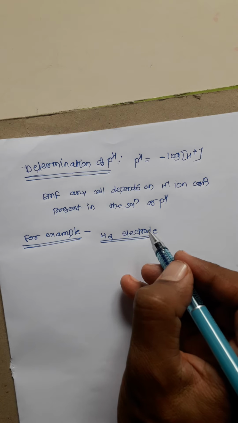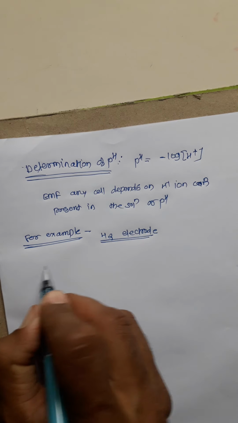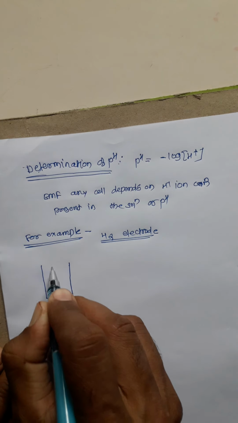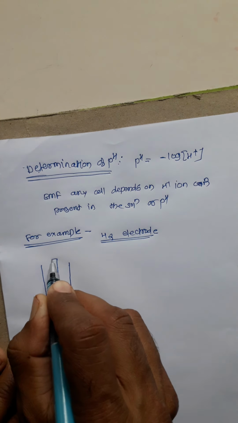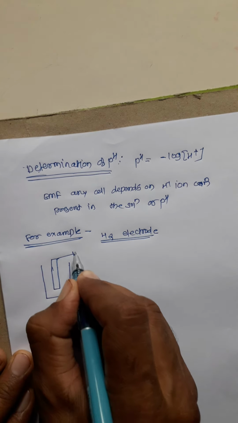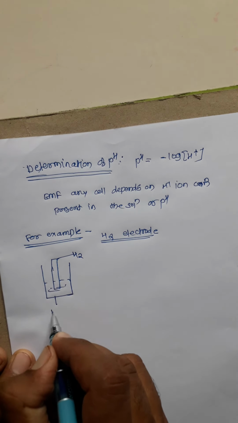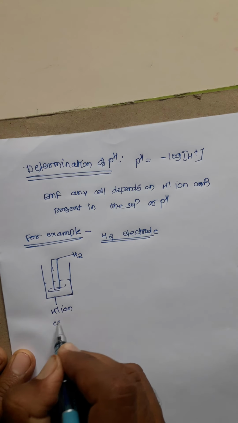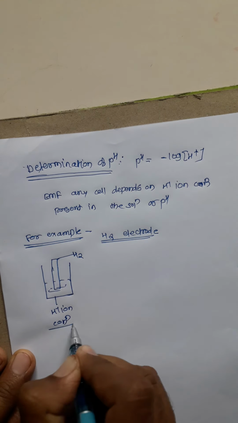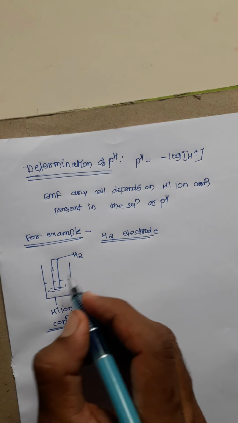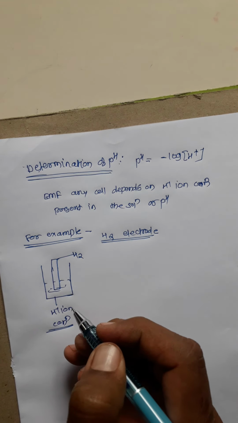Then which process takes place? Suppose the hydrogen electrode is dipped in a solution of H plus ion concentration. This is the hydrogen electrode, and it is dipped in the H plus ion concentration. This is the one half cell.